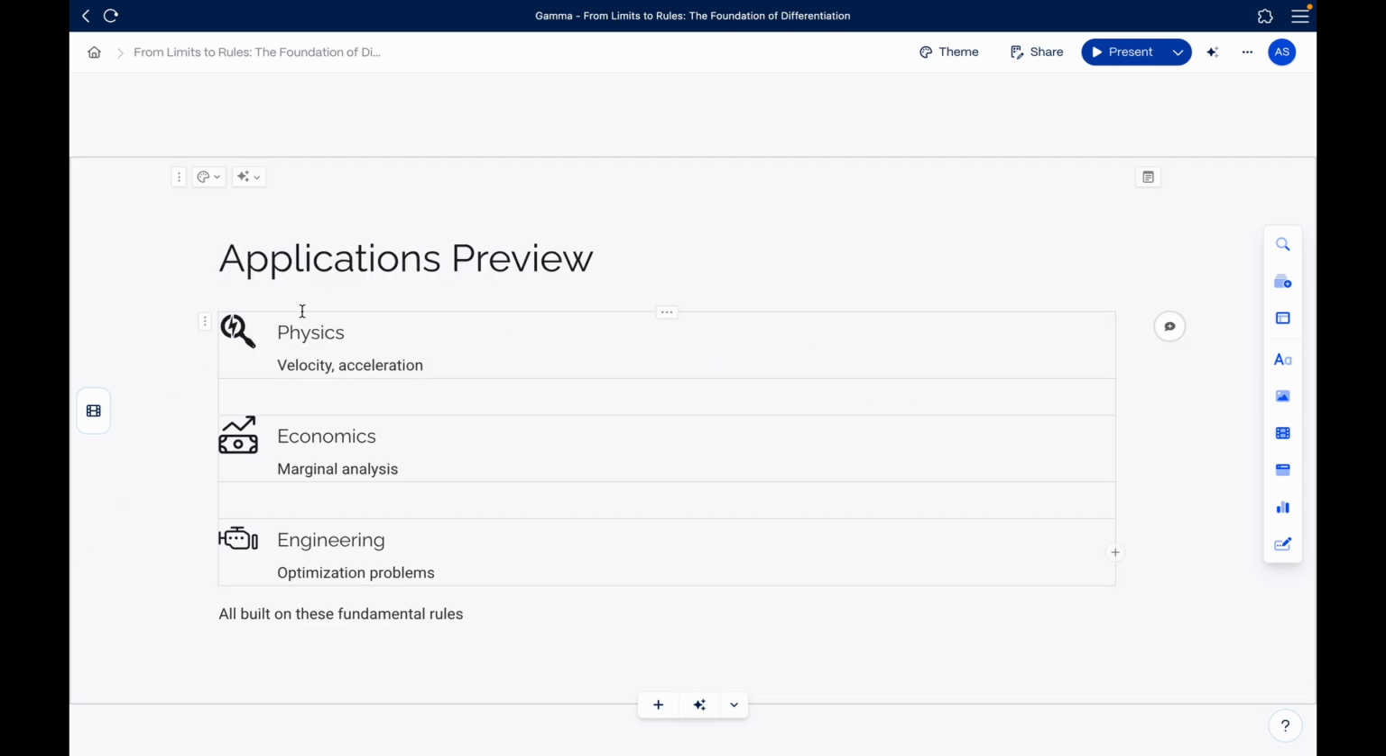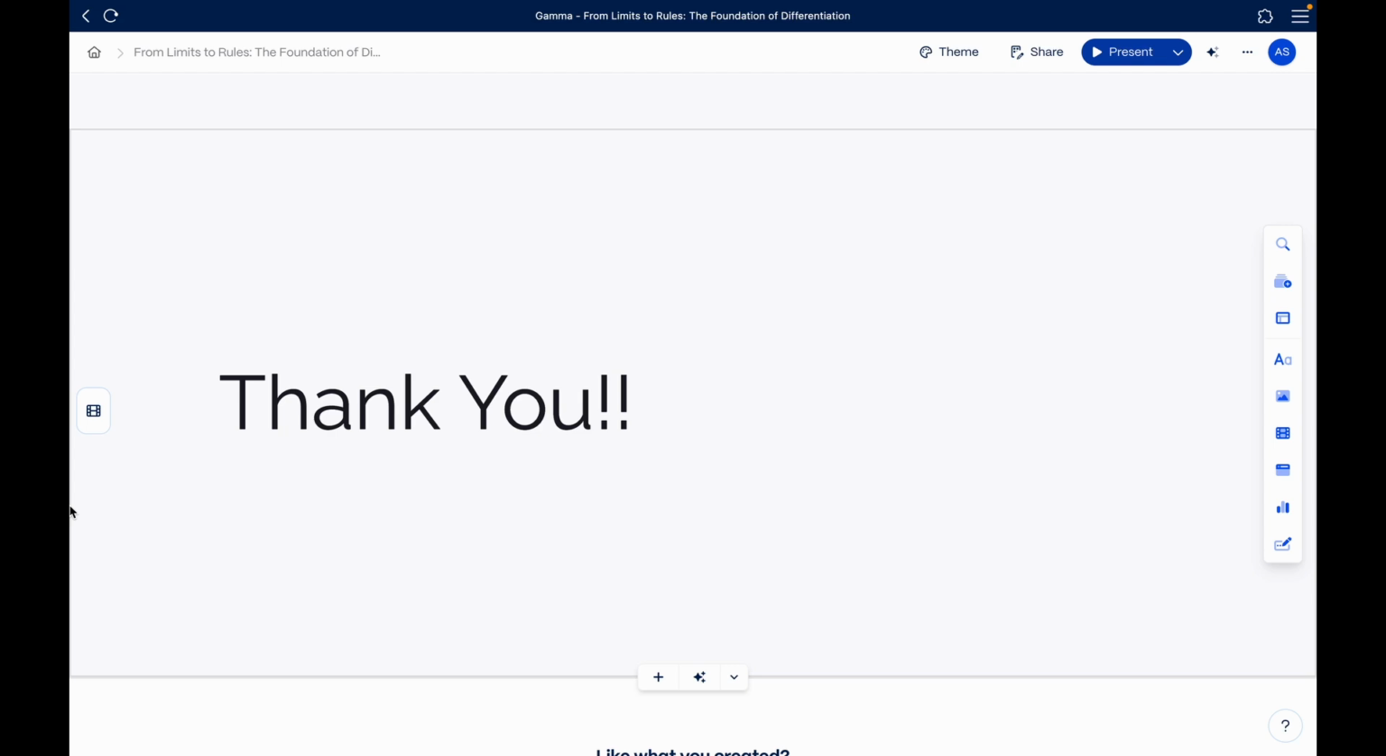Here are a few applications before we go. The first is in physics, velocity and acceleration; economics, which is marginal analysis; and engineering, which is optimization problems, which can also be found in calculus itself. The reason all of these are there is that they use derivatives and integrals, which all ultimately stem from the fundamental rules of limits.